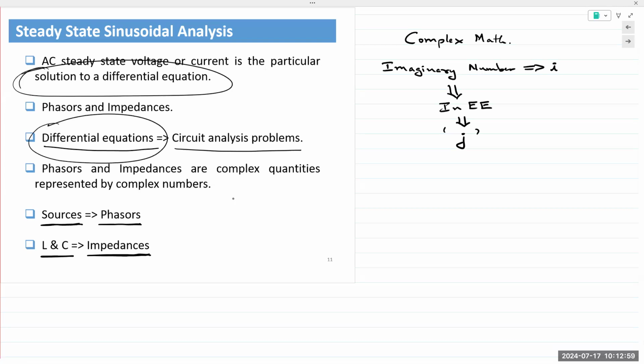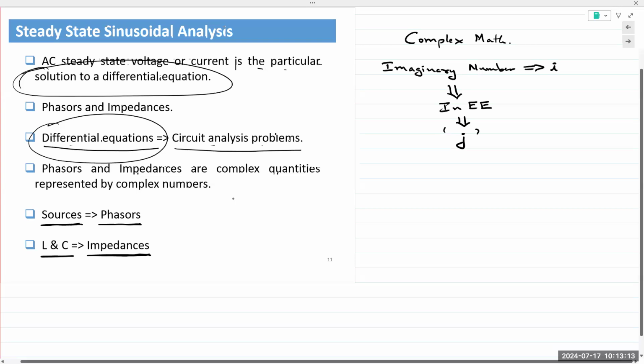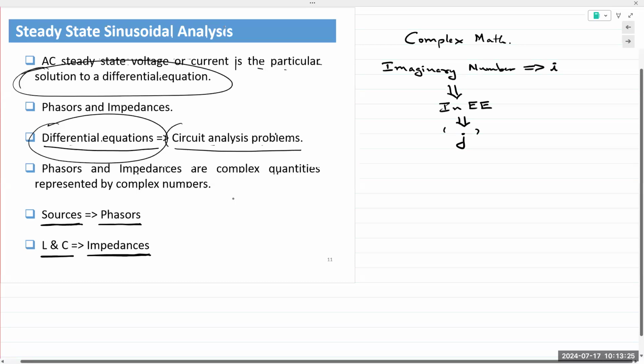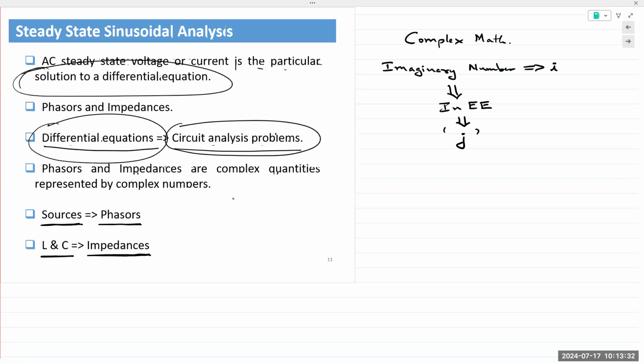Thankfully, greater minds that have come before us devised a unique method, unique in the sense that it applied to solving these equations. They figured out that if we represent some of the quantities with the imaginary number, meaning if we use complex number math, we can reduce these differential equations to simple circuit analysis problems. And when I say simple circuit analysis, I mean the techniques that we studied in chapters 1 and 2.